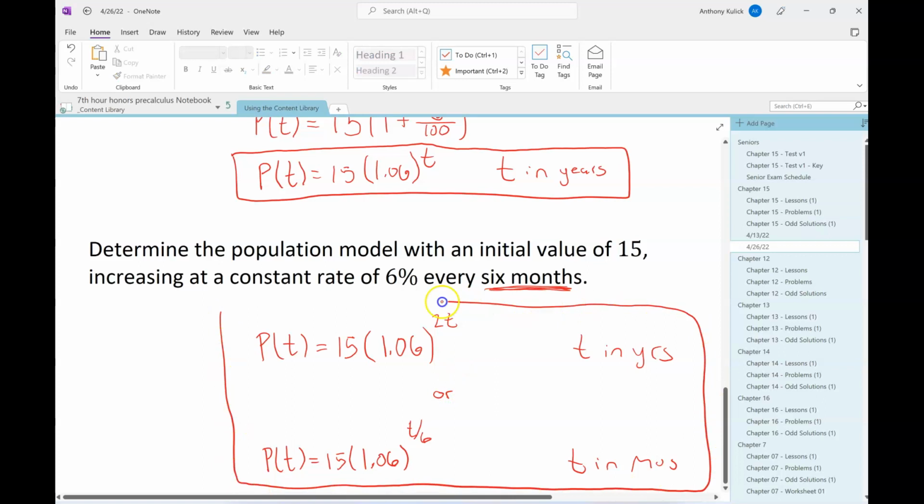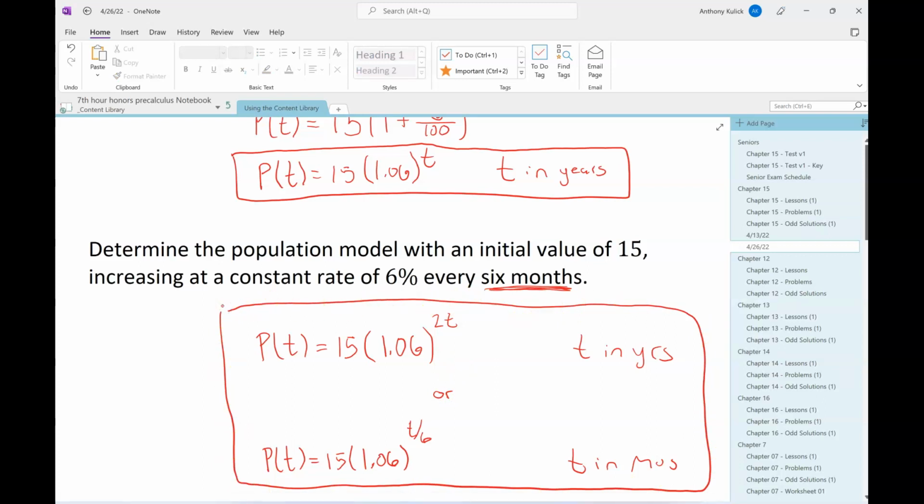So depending on the directions of the question, one or both of these answers might be appropriate. This question doesn't indicate how to write that model, whether they want t in years or months. So either answer would be fine. You wouldn't need to give both. If the directions ask for t in years or t in months, then one of them would be correct and the other would be incorrect. But the way this is currently worded, either would be appropriate. Is everybody cool? Again, not a big deal.